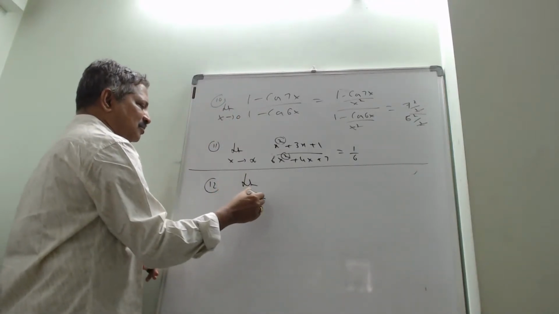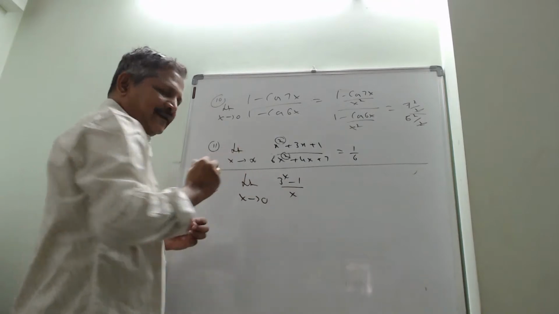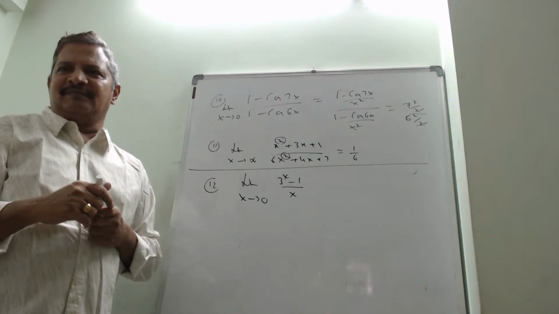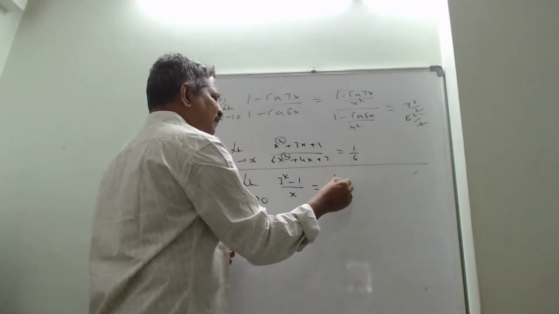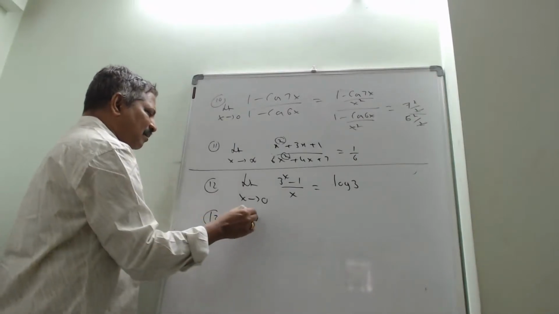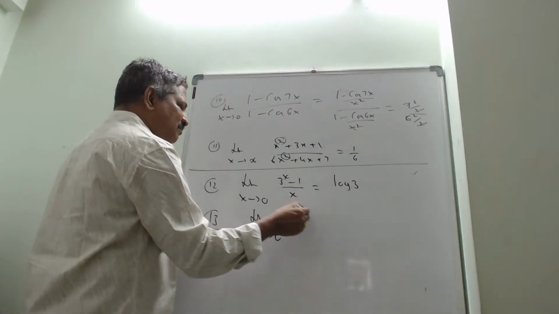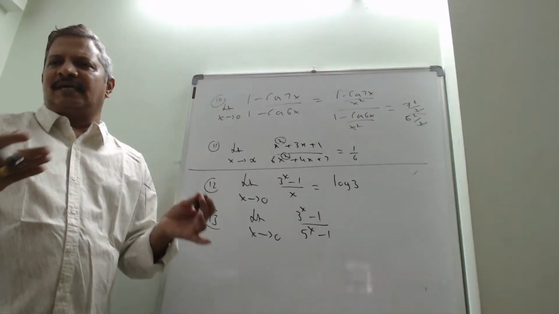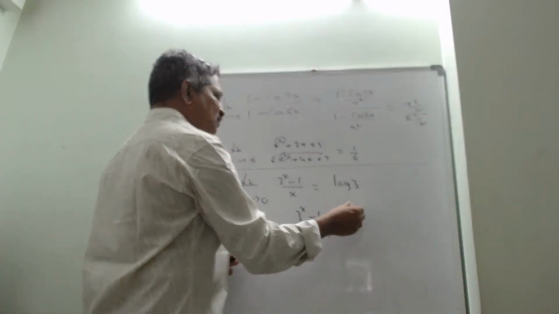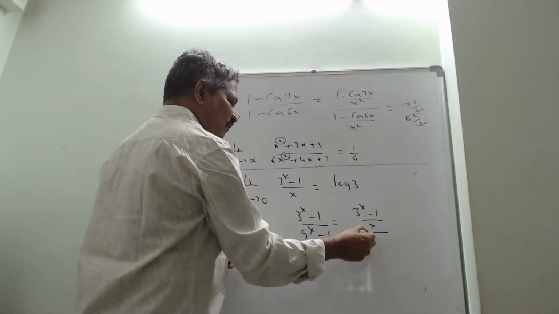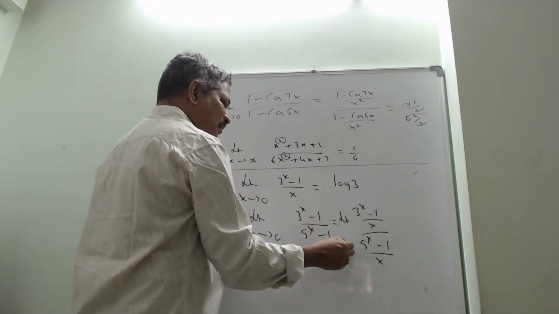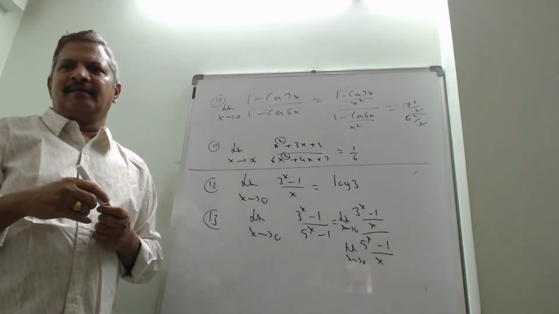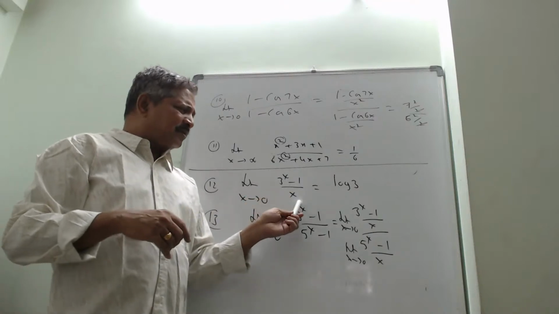Limit x tends to 0, (3 power x minus 1) by x. That is the value, the formula (a power x minus 1) by x, so we can write log of 3. If it is limit x tends to 0, (3 power x minus 1) by (5 power x minus 1), reduce to that standard form: (3 power x minus 1) by x over (5 power x minus 1) by x, limit x tends to 0, separate limits. So (3 power x minus 1) by x is log 3.